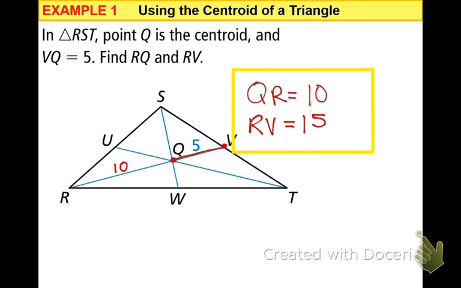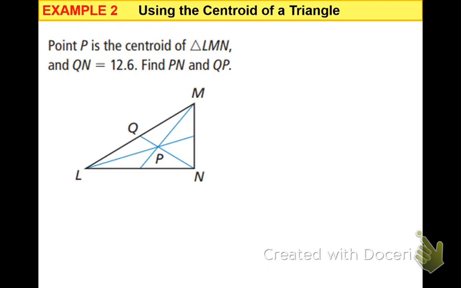There are a lot of things that you can do. I personally double and then add. Any questions on how we found 10 and 15? Yes, ma'am. Okay. All right, our last one.